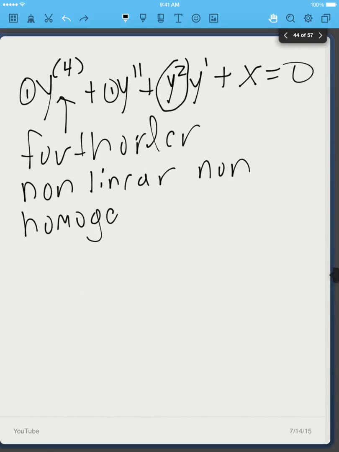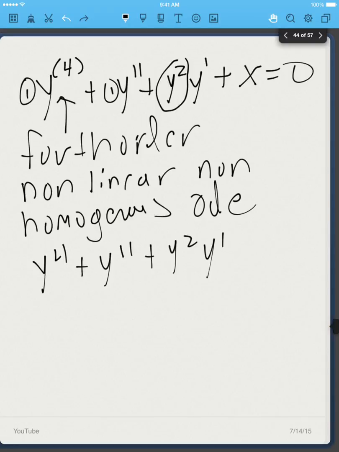So it's a fourth order nonlinear non-homogeneous ODE. And it's non-homogeneous because we can rewrite this as y to the fourth plus y double prime plus y squared y prime equals negative x. So f of x does not equal 0, which means that it's non-homogeneous. There's a source term. So that's basically the basic mumbo jumbo and some of the buzzwords, at least in ordinary differential equations. So until next time.